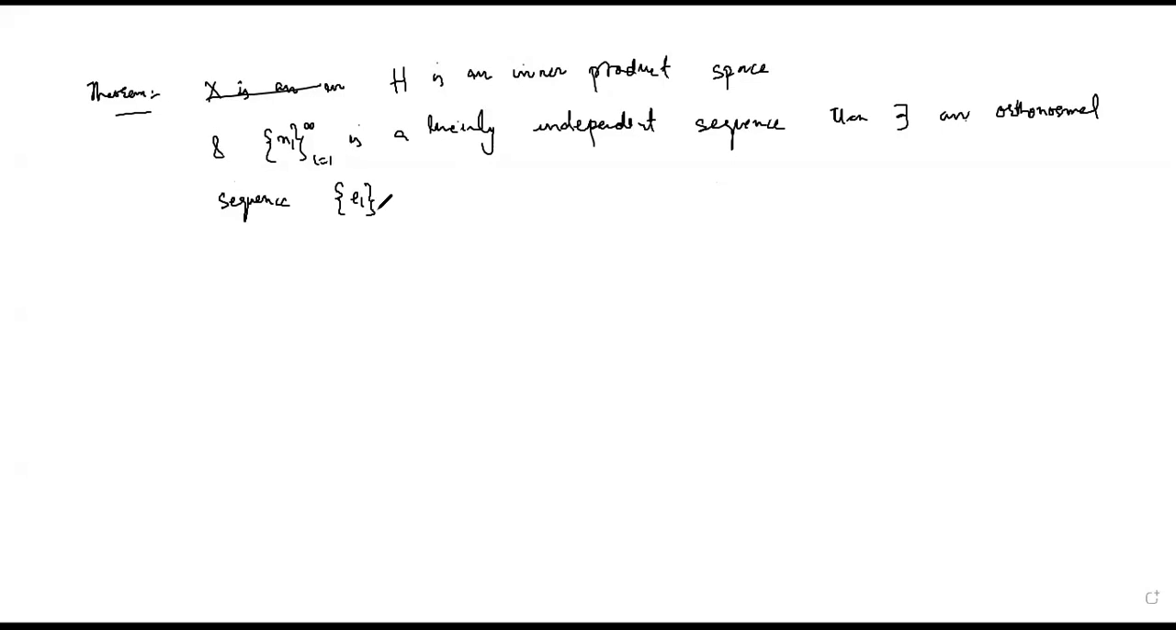e_i, i running from 1 to infinity, such that the linear span, all linear combinations of x_i's, i running from 1 to n, is the same as the linear span of e_i, i running from 1 to n, for all n greater than or equal to 1. We used the principle of mathematical induction. We first showed that it is true for n equal to 1, and then we assumed that it is true for n equal to k. That is, we assumed the induction hypothesis.